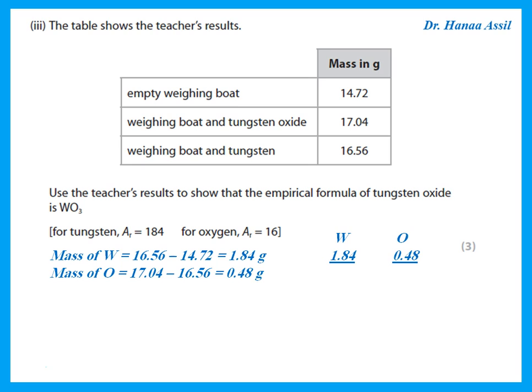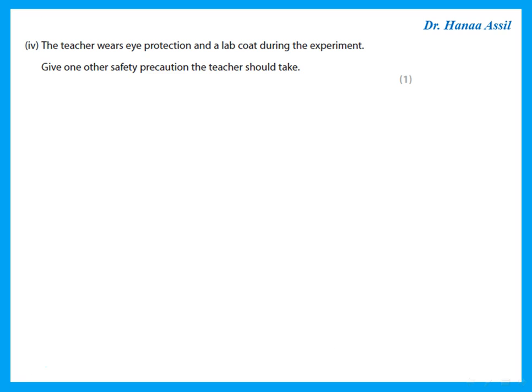Then how do we calculate the empirical formula? In the normal way, we put the masses of each one. What do we do first? Divide by the mass number of each of them. This gives you a certain number, and then you divide by the smallest. So you find that the ratio is 1 to 3, and that means that the empirical formula is WO3.